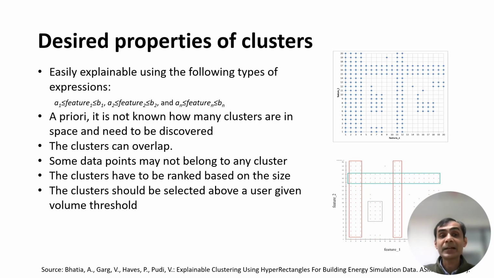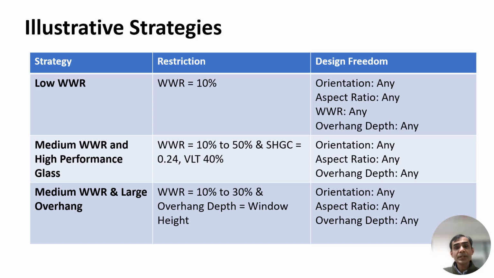The clusters have to be ranked based on their size. The cluster should be selected above a user-given volume threshold. So here the threshold is like, I want solutions that are 10% above the minimum energy consumption, or 15%. Such solutions are to be found out. Here you can see when we apply the axis-aligned hyperrectangle clustering, that is explainable clustering, the solutions are like shown in this slide.